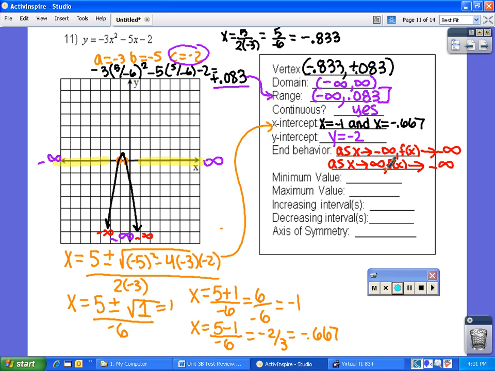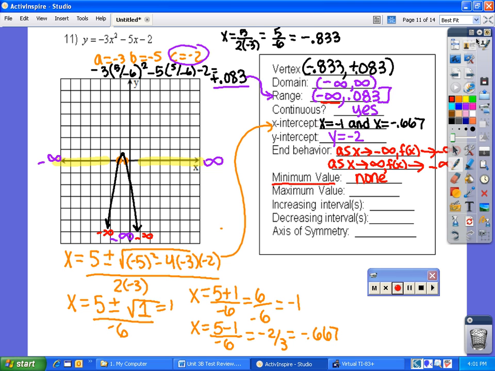Alright, the minimum value is always the first number of my vertex. I don't have a minimum, so I say none. The maximum value is always the second number of my vertex. So that is 0.083.